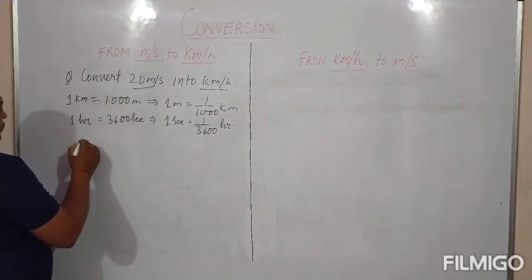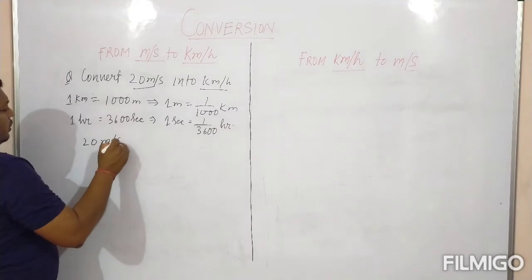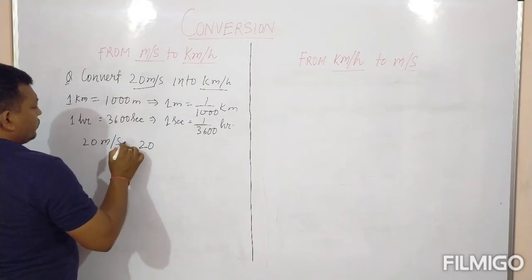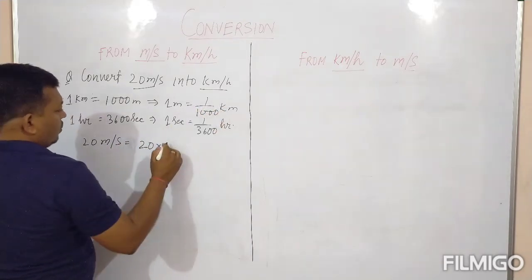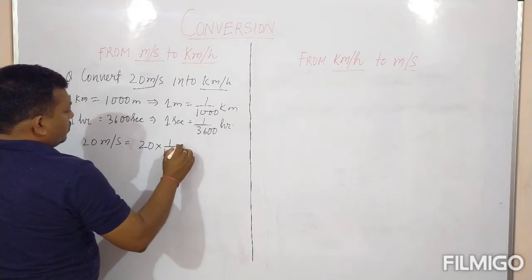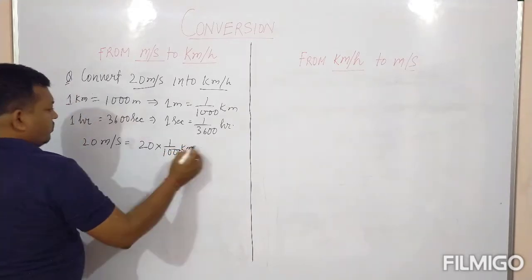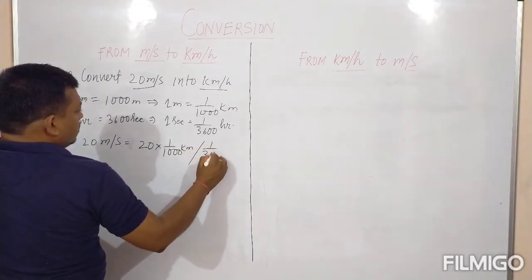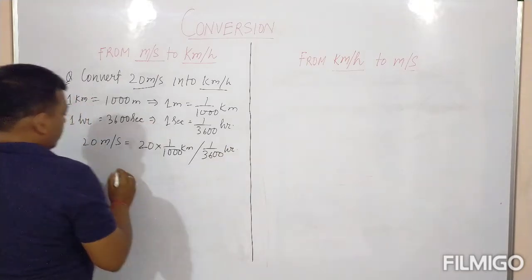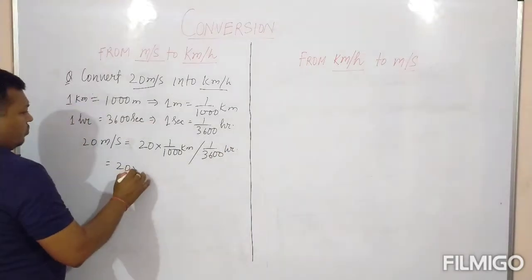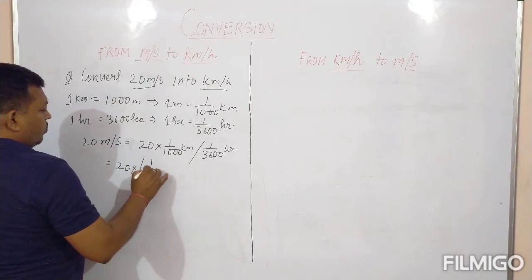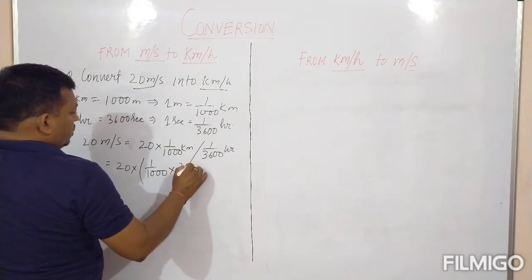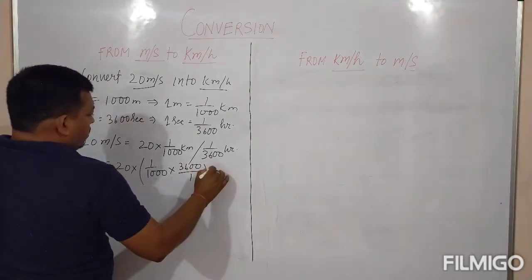The question is 20 meter per second, meaning 20, and 1 meter equals 1 by 1000 kilometer, and this is division, so divide. 1 second equals 1 by 3600 hour. By solving we will get 20 into 1 by 1000 into 3600 by 1 kilometer per hour.